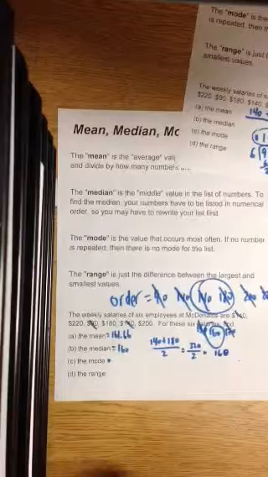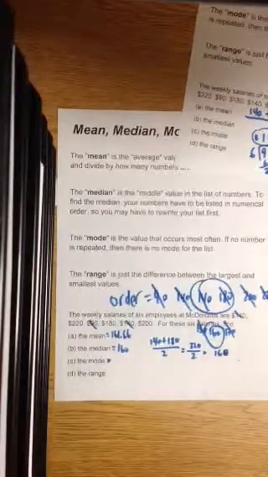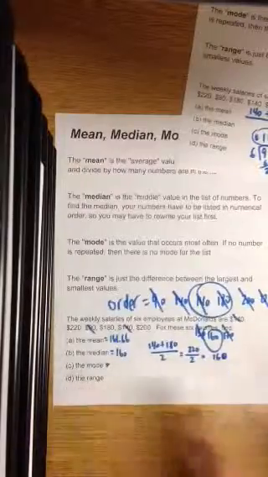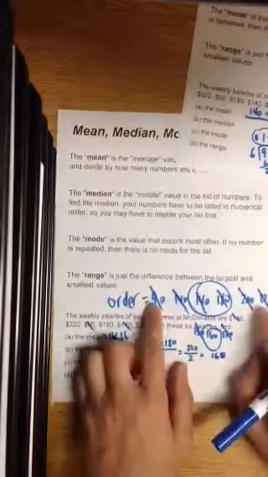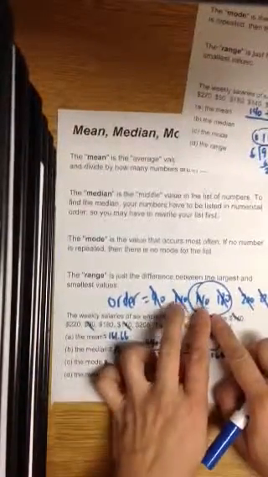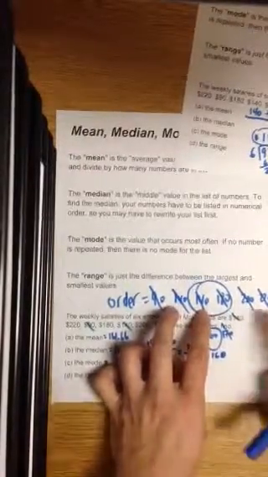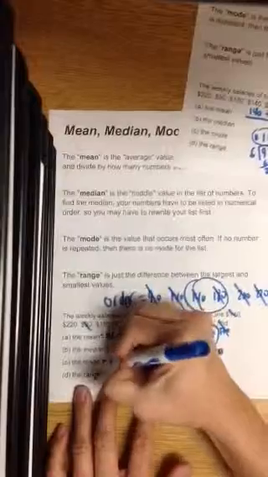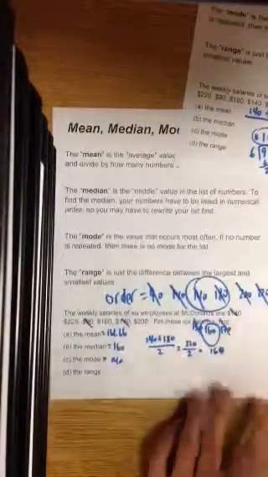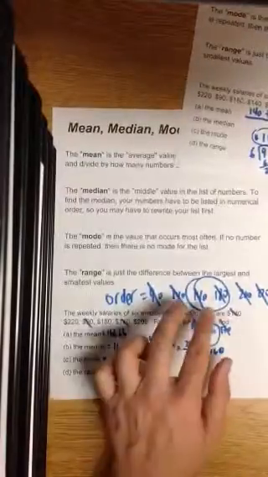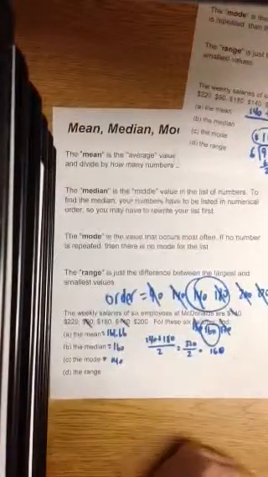Mode is most. Most often. Which number do you see that occurs most often? 140 occurs most. Wait, no, that's 220. Can't read my own handwriting. 140 occurs most often. So 140 is the most visited number. So 2 employees make the same amount of money, 140.